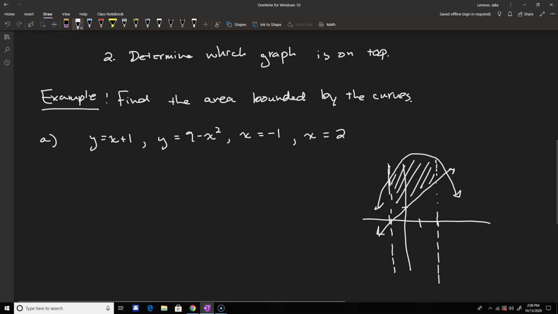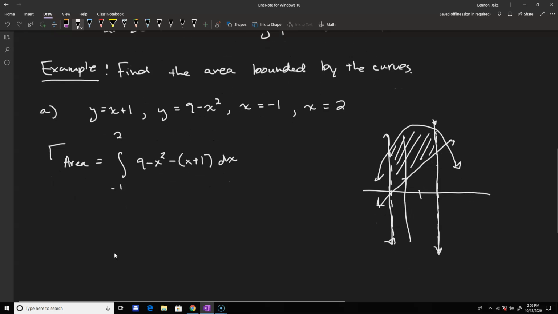So in this example, the curves don't necessarily intersect. We're just looking for the shaded area between those four curves here. So we have two vertical lines, a parabola, and then a line with positive slope. So it's pretty easy. We can just set this one up. So our area here is going to be the integral starting at negative 1 going to 2. Clearly the parabola is on top, so it's going to be 9 minus x squared minus our line x plus 1. And this is the integral that we're working with.